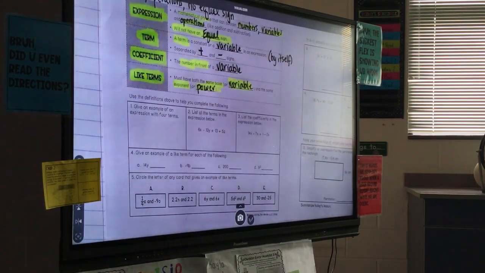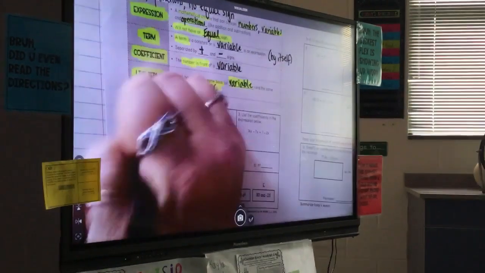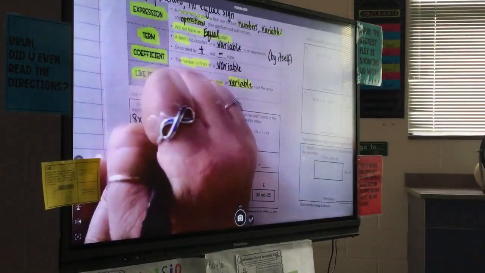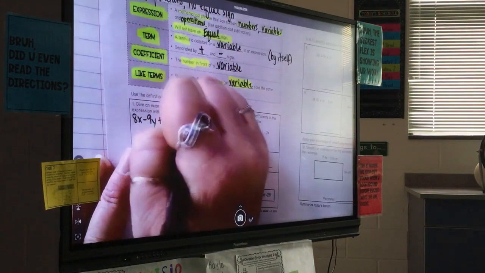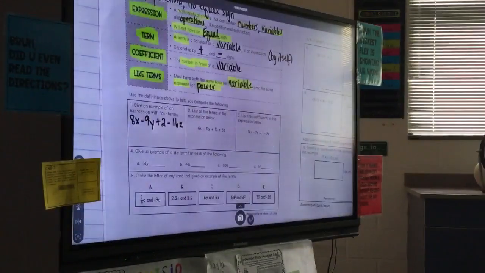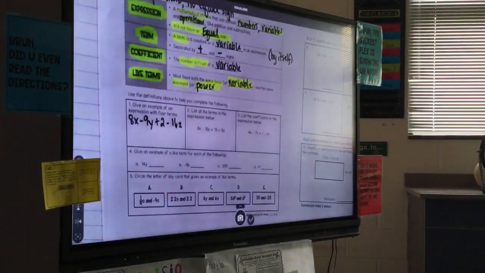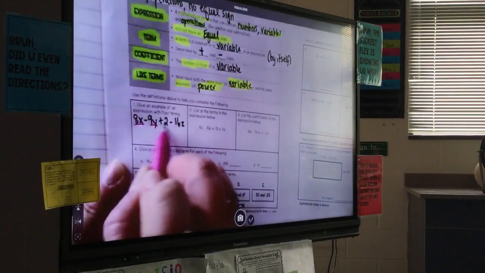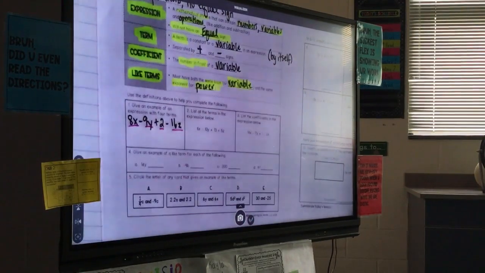All right, I'm going to give you my example. So please write this. 8x minus 9y plus 2 minus 16z. So 4 terms, and each one of these, make it stand out a little bit. Each one of these are a term because why? Why are each one of those a term? Because they're split up by plus or minus.